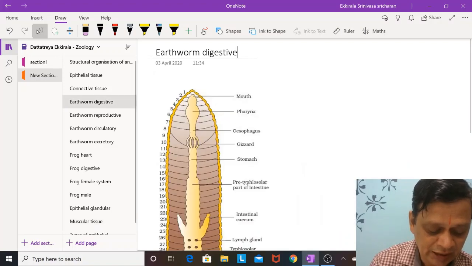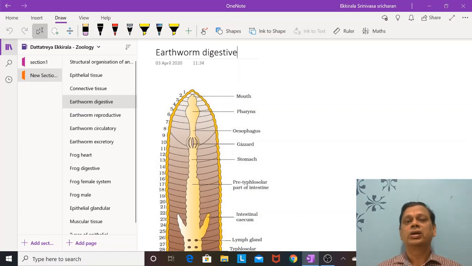And earthworm is an annelid burrowing animal, nighttime active, so you can call it nocturnal. If an animal is active during nighttime, it can be called nocturnal, and burrowing animals are also called fossorial.